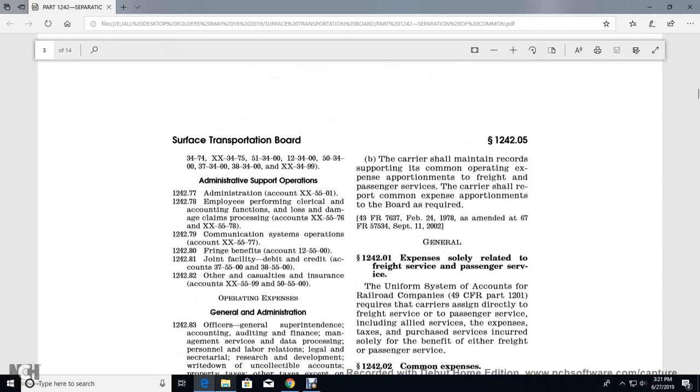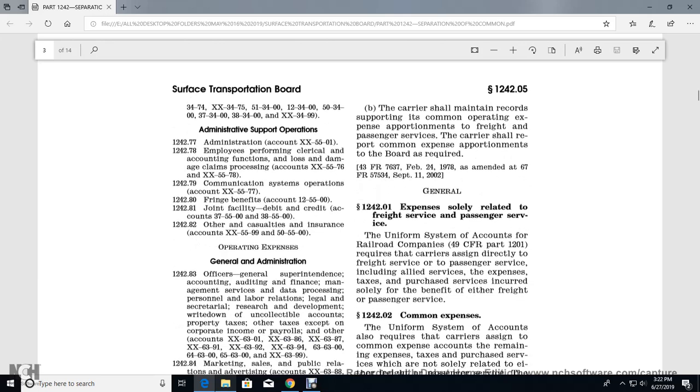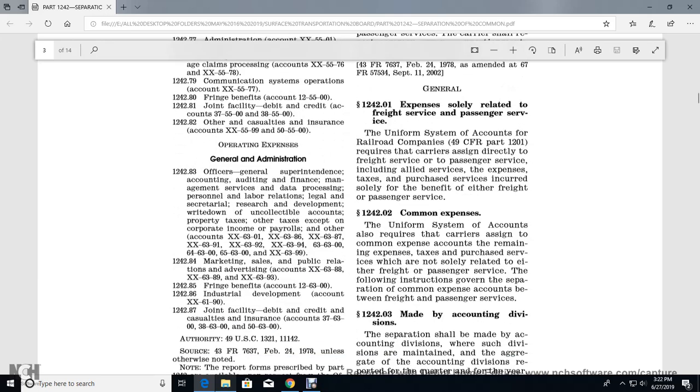The carrier shall maintain records supporting the common operating expenses and the portion assigned to freight and passenger service, and the carrier shall report the common expenses to the Board as required. 1242.01, expenses solely related to freight service or passenger service. The uniform system of accounts for railroad companies, Title 49 CFR 1201, requires the carrier to assign directly to freight service or passenger service, including allied service expenses, the taxes and purchased services incurred solely for the benefit of either freight or passenger service.